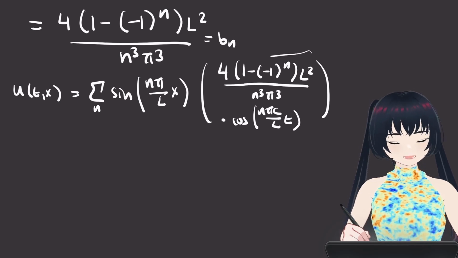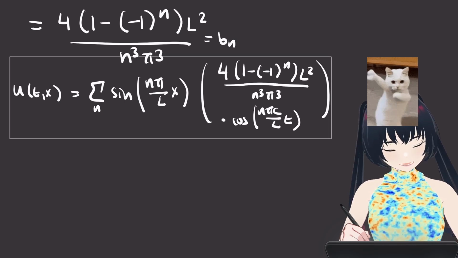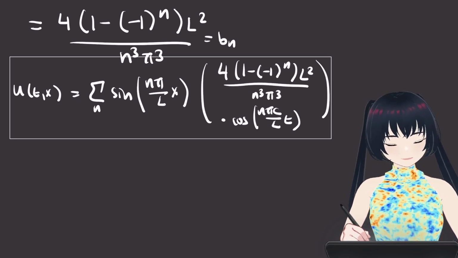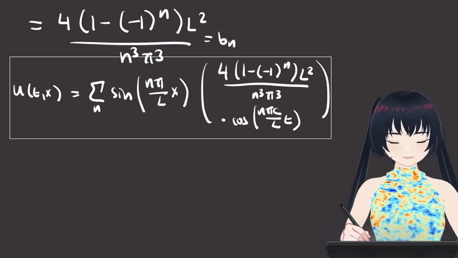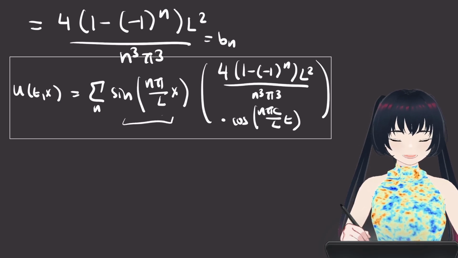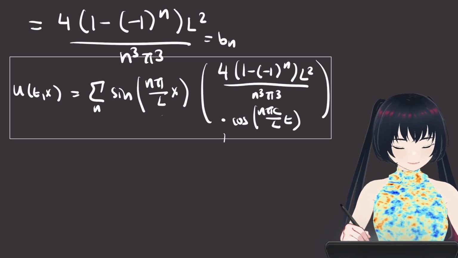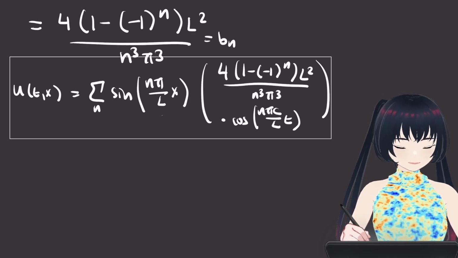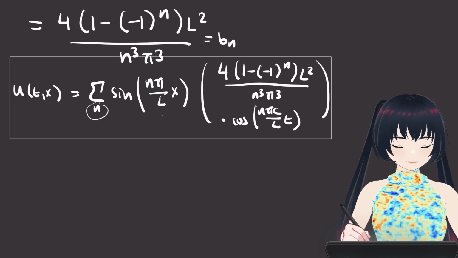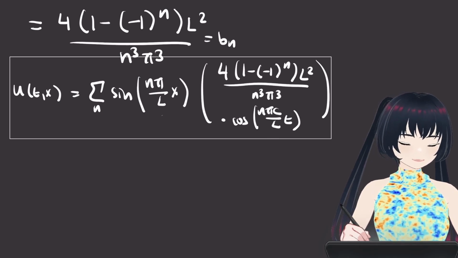Which means that our final solution is this hefty equation, which is the summation of n for sine times n pi over L times x, which is the position part of this expression. And this right here is the time part of the expression where we plugged in this constant, which is dependent on n, which is important because we're summing over n. And we have this sinusoidal time component here.